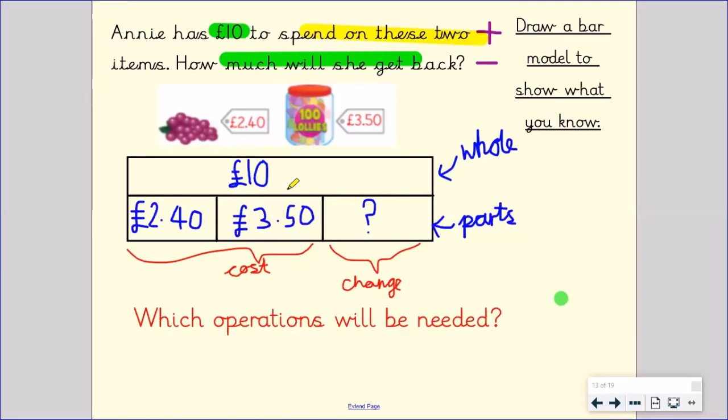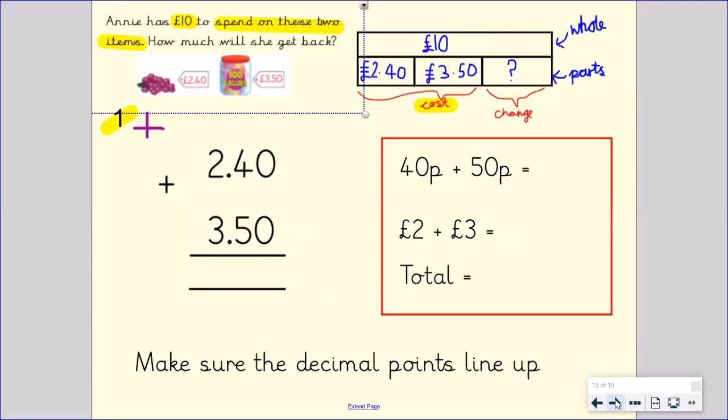Okay, so first I need to add these two to find my total cost. That's a big highlighter. And then I'm going to need to take that away from 10 to find out my change. Okay, so I'm adding and then I am taking away. So here we go. When I'm adding amounts of money, if I'm using the formal column method, do make sure that you align the decimal point. The other way that you could answer this is by partitioning the pounds and pence and then adding the two together.